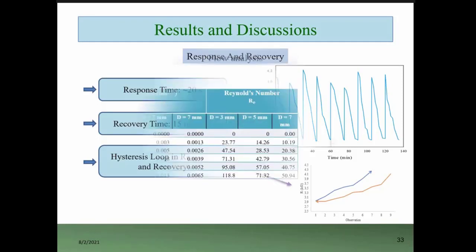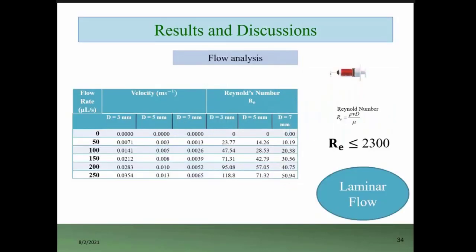Now, after all this characterization, the flow type was observed. That means what type of flow will flow through the channel, whether it's laminar flow or turbulent flow or transient flow. Because for different types of flow, there are different methods I should follow. Now, I tested 3 types of channel with 3 millimeter, 5 millimeter, and 7 millimeter diameter. And the velocity profile was like this for the flow rate from 0 to 250 microliter per second.